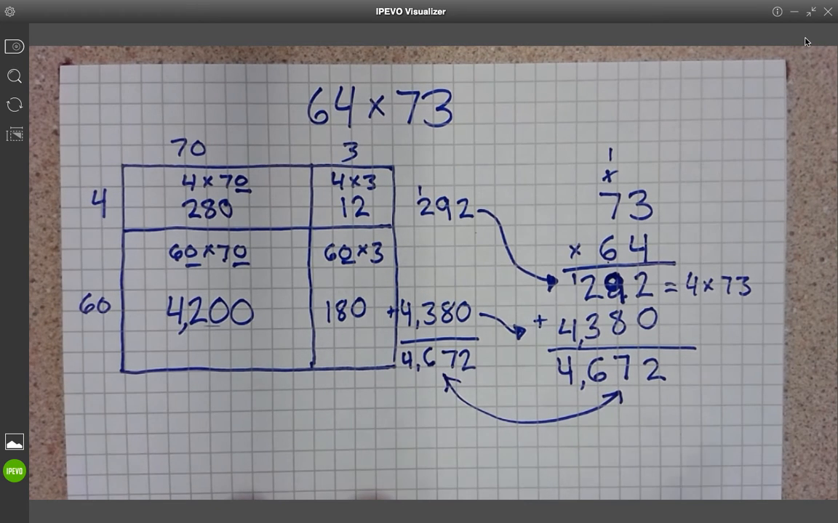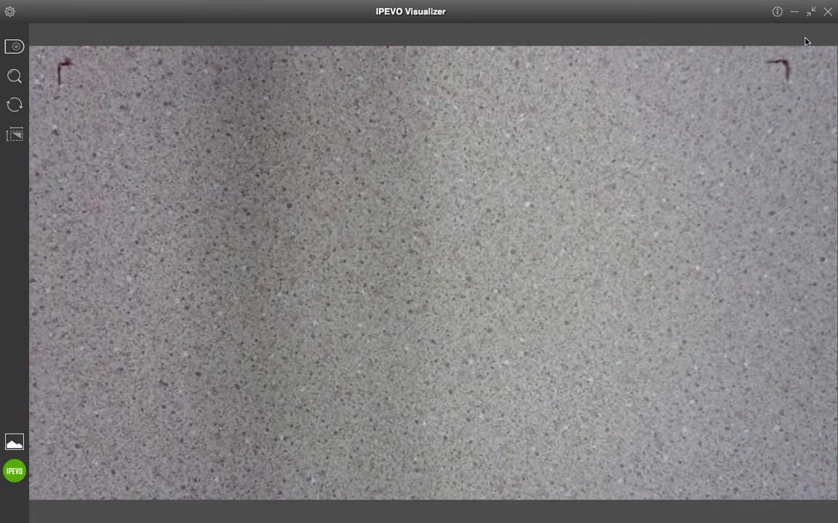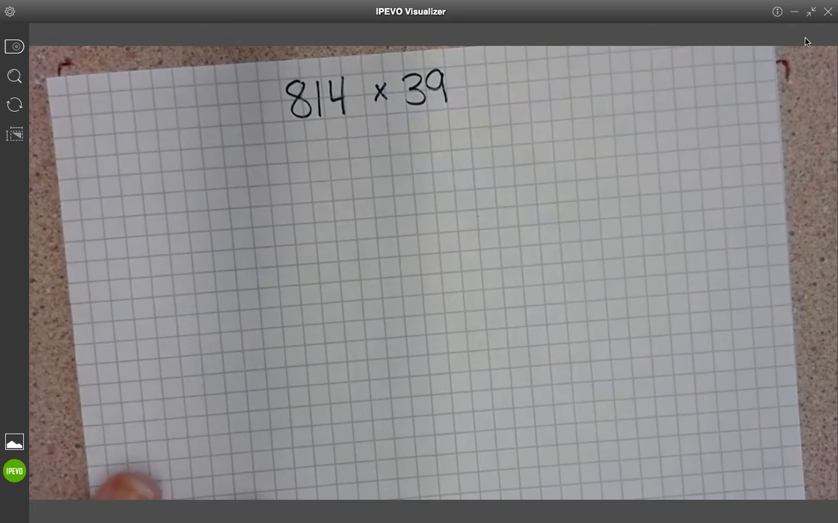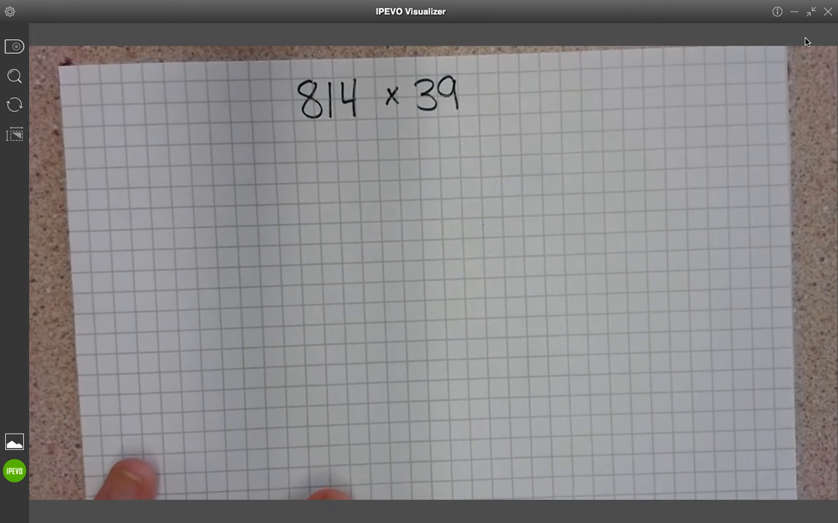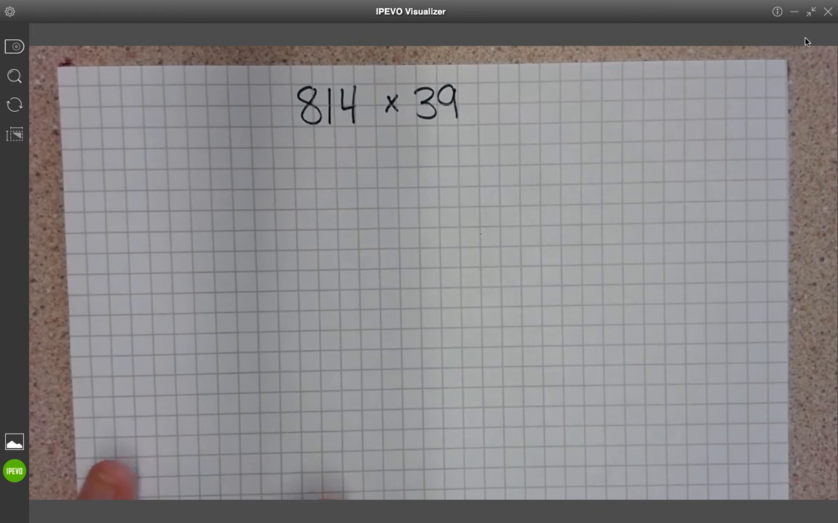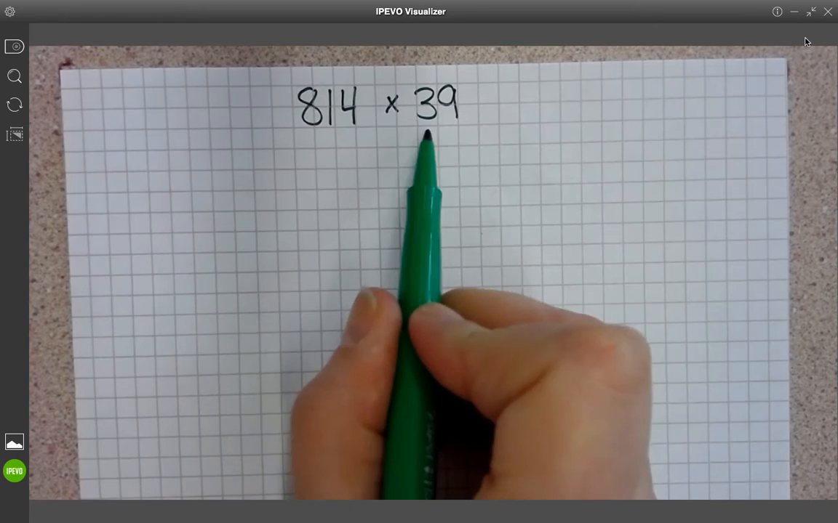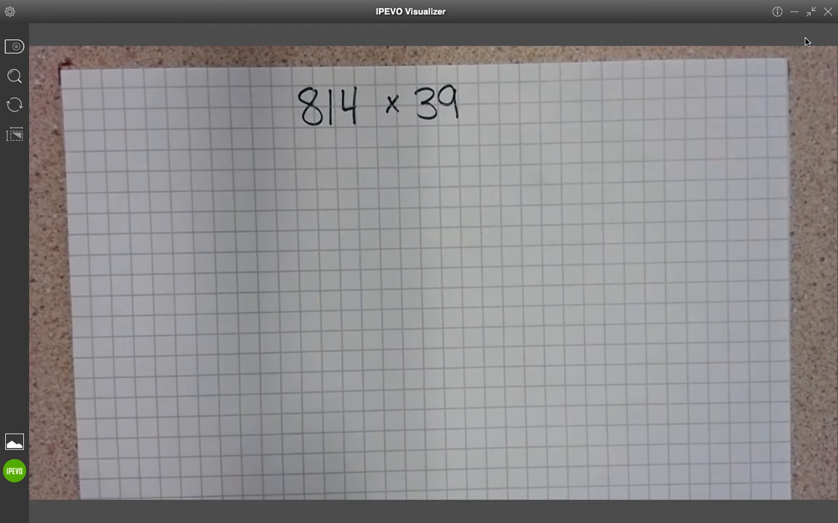All right. The next problem that we're going to model is 814 times 39. Go ahead and get that set up on the next clean page or the next large area of your math notebook. All right, so the only difference that you'll notice between this problem and the last one we did is that one of our factors has 3 digits instead of 2.